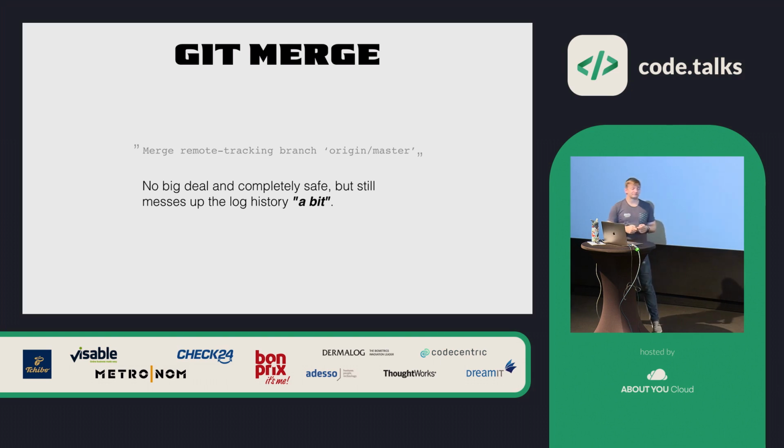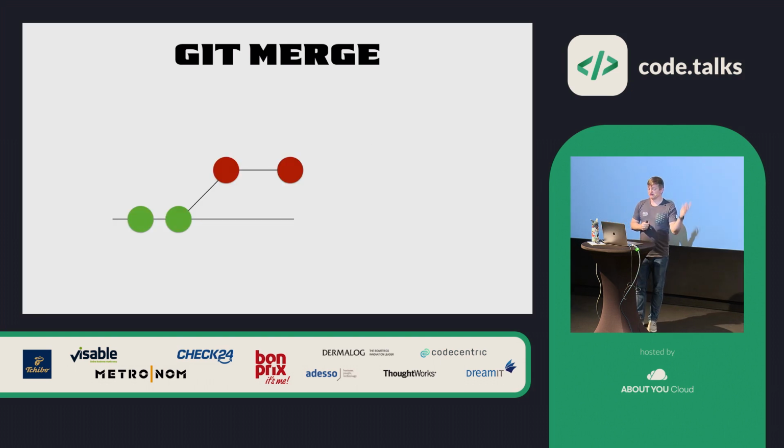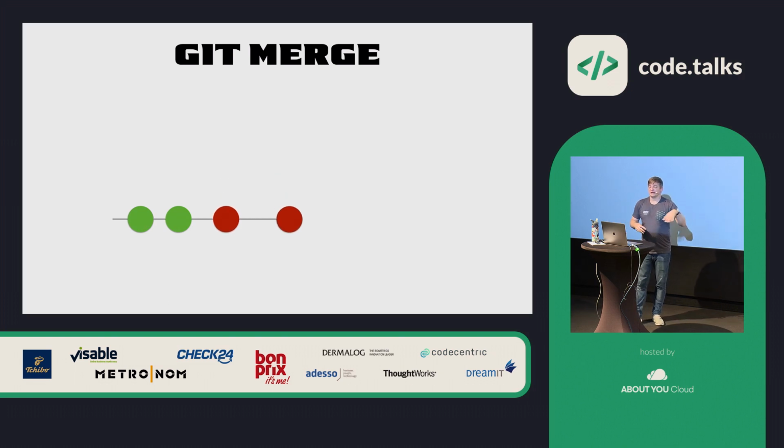But why is that? So let's have a look at Git merge. So we have a feature branch. In this case, the red dots are the feature branch. And when we merge them back into the master, and nothing happened in the master, everything's fine. So this is a fast forward merge. Everything's fine, no merge commit, cool.